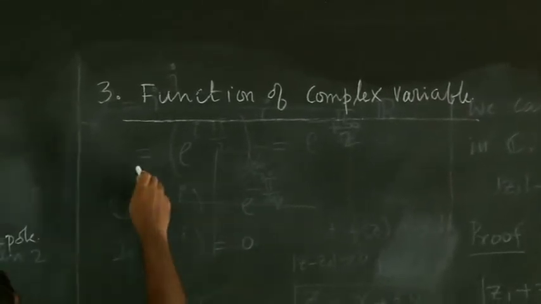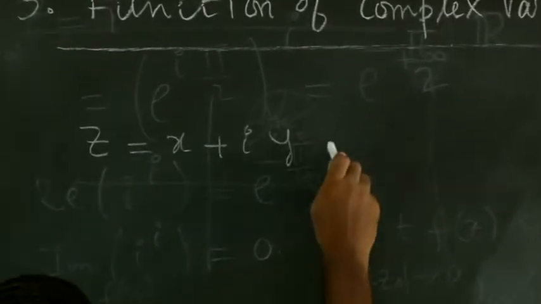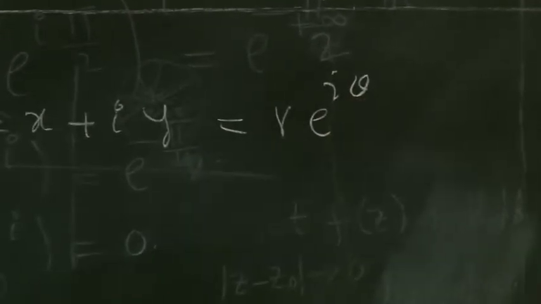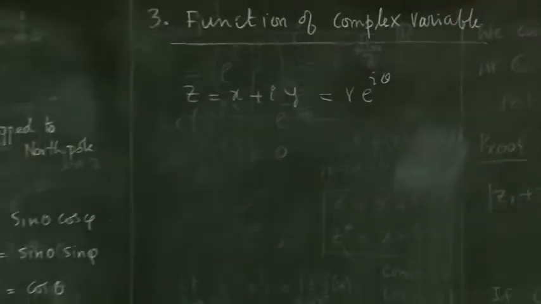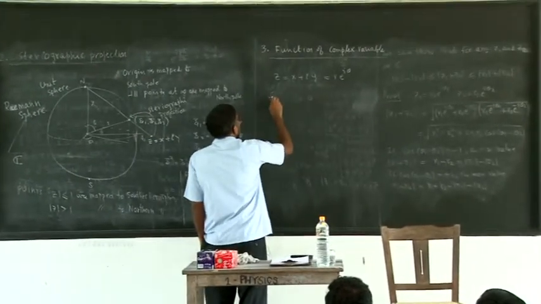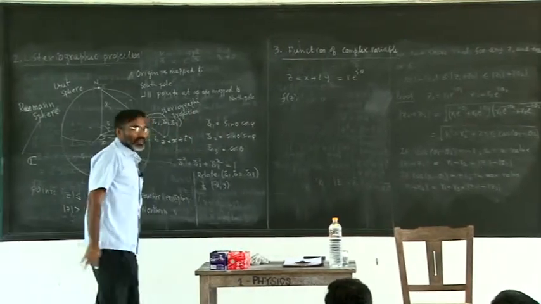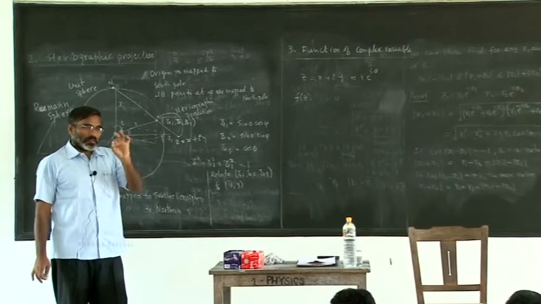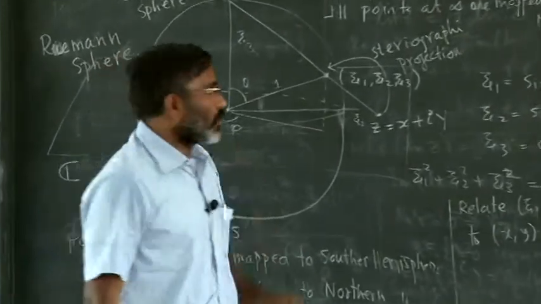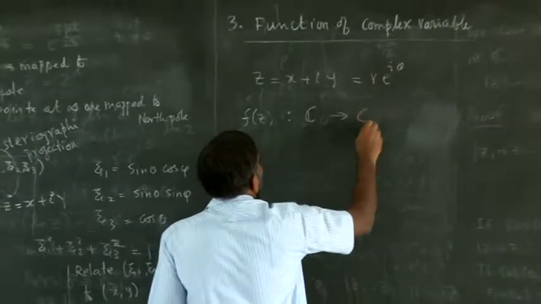So, if z is the complex variable defined as x plus i y, or r e power i theta, you can use any of these notations. Then you define f of z as a function of the complex variable. That means essentially for every complex number z, there will be another complex number. So this is essentially a mapping from the complex plane to the complex plane.